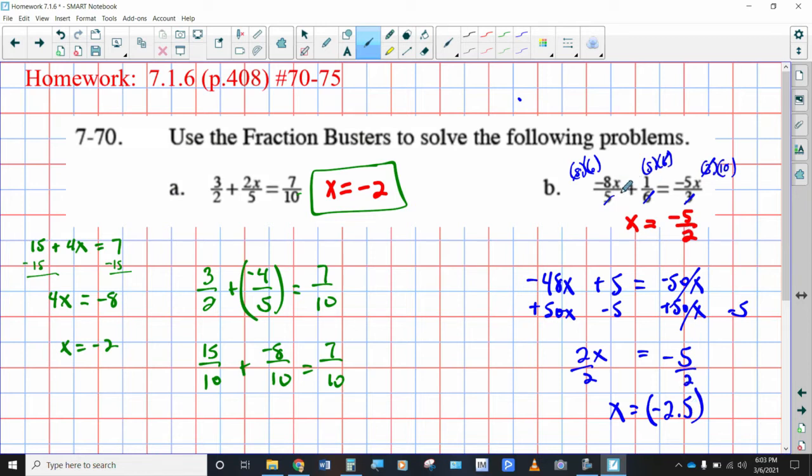I'm going to move on. I don't want this to take too long, but you could absolutely check this as well, and it will absolutely work.